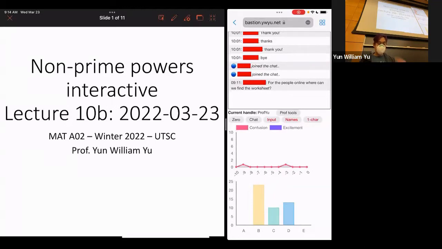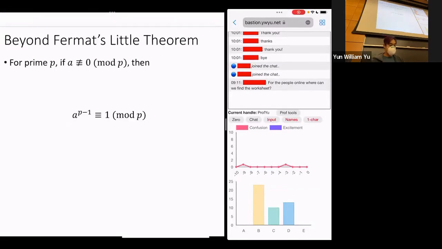Okay, so we're going to be talking about non-prime powers in modular arithmetic. So where did we leave off? Over the last couple of weeks, we've been talking a lot about Fermat's theorem. For a prime p, if a is not congruent to 0 mod p, then a to the p minus 1 is congruent to 1 mod p.